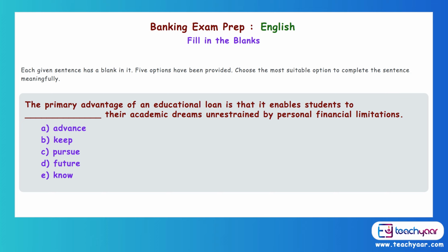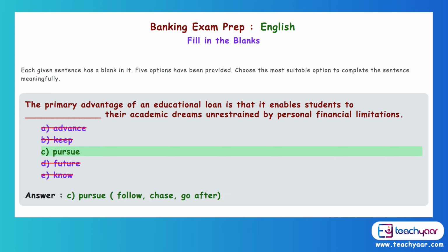They have their dreams. They want to become a doctor, an engineer, whatever. And now they are able to do that because the educational loan is available. So, as we can see, the right answer is pursue. So, what is the answer? Option C, pursue. And now we have given some synonyms, the meanings, so that you know some more words. So, here we already know now 5 words. Apart from that, we know 3 more words which mean the same as pursue. So, what does it mean? To follow, chase, to go after.